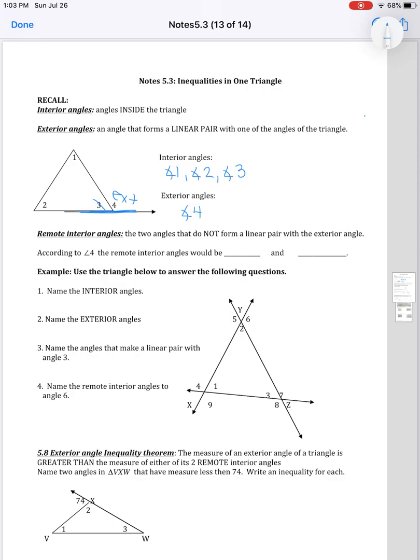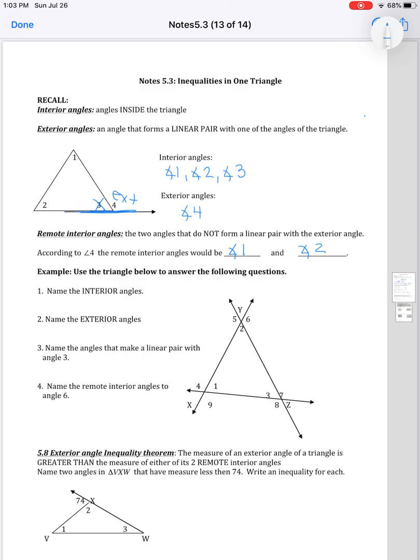So with our picture right here, we have interior angles. Those interior angles are angle 1, angle 2, and angle 3. Our exterior angle would then be angle 4. It forms a linear pair with angle 3, and it's on the outside.